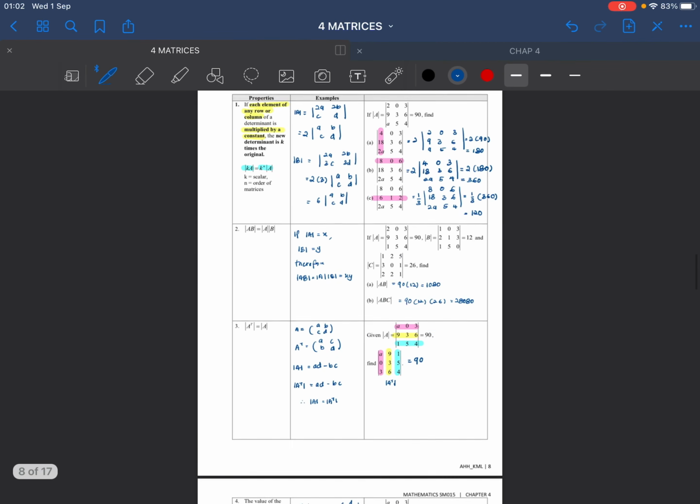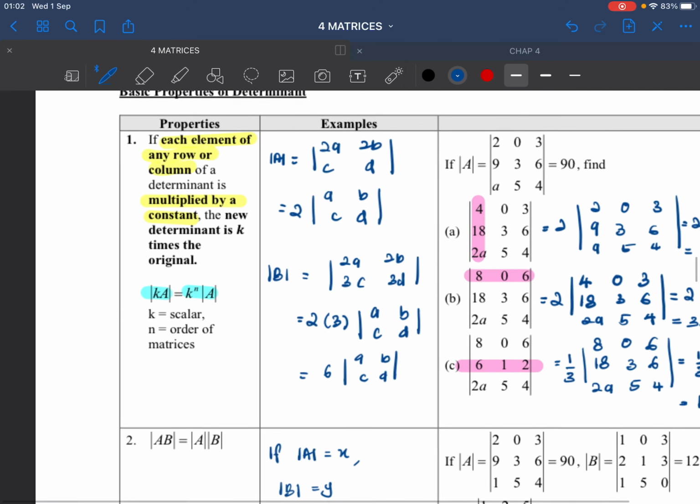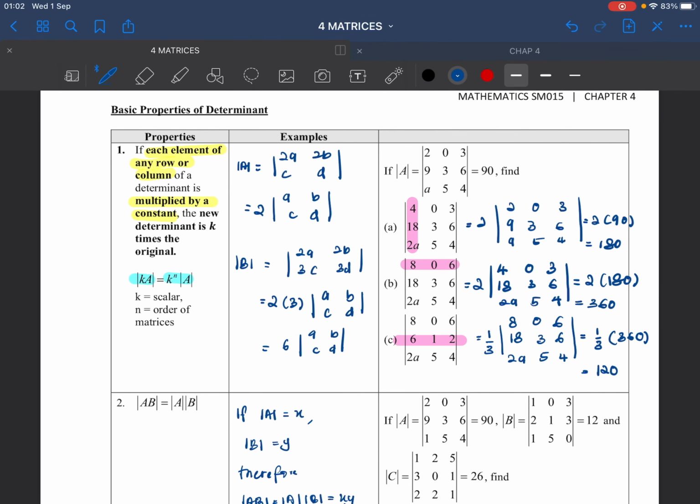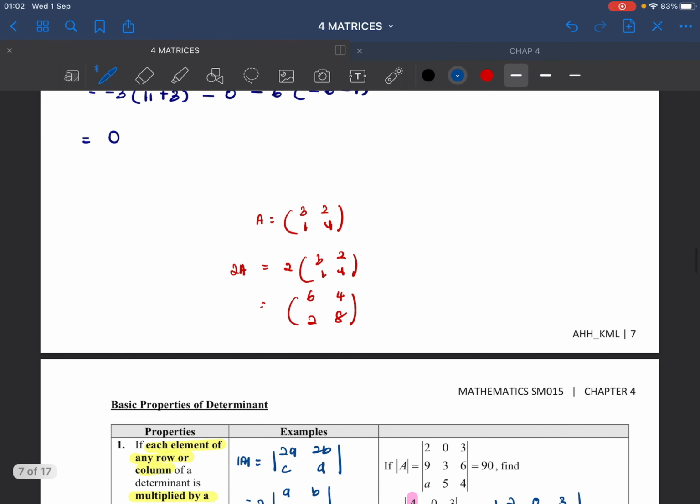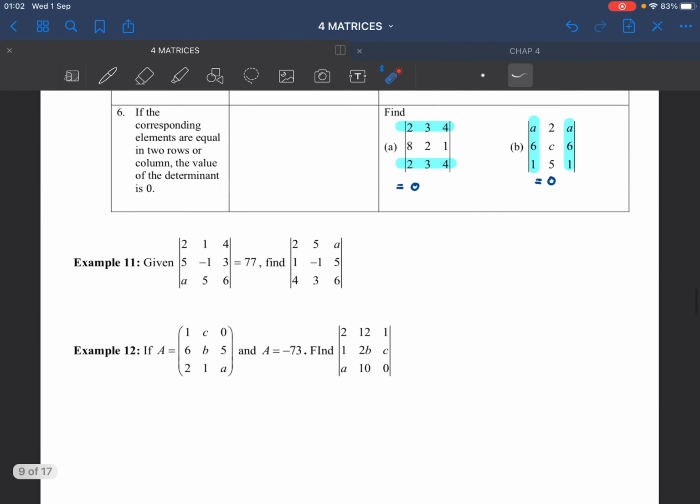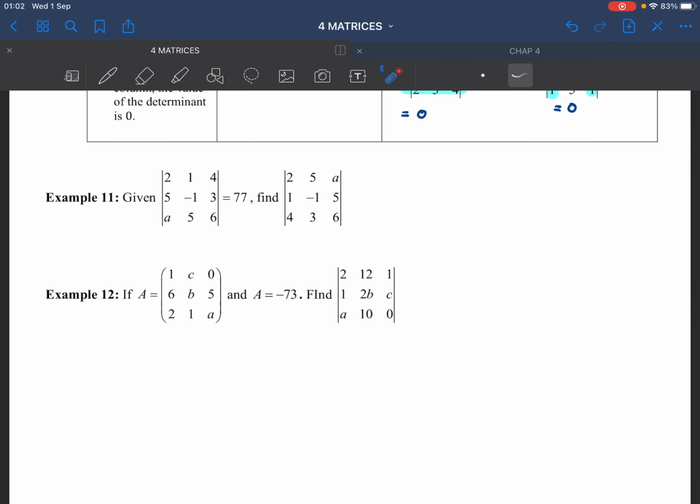So yang lain saya rasa tak ada masalah. Untuk yang nombor 1 ni yang ramai ada masalah sebab kamu confused dengan apa yang saya terangkan dekat sini. Okay, confused dengan scalar multiplication. Beza matrices dengan determinant berbeza. Okay, so let's see this example 11 dengan 12 dekat situ. Okay, fikir dulu. We have a determinant of matrix A. Let's say this is matrix A. Tulislah determinant of matrix A is equals to 77.